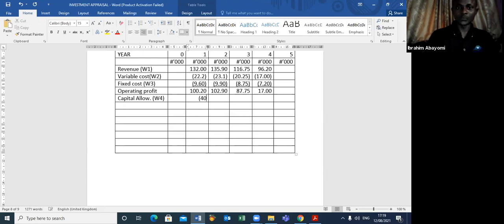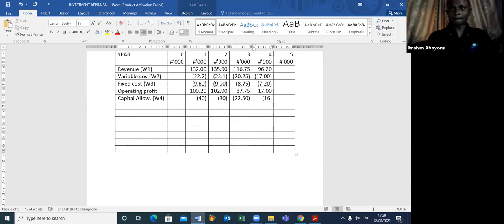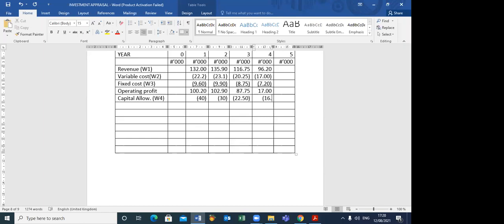Sorry, just 40 because we're working in 1,000. And here is going to be 30. Here is going to be 22.5. And the last one is what? Can you give me the figure for the last one? 16.9 is 16,875. So 16 point approximately 88.